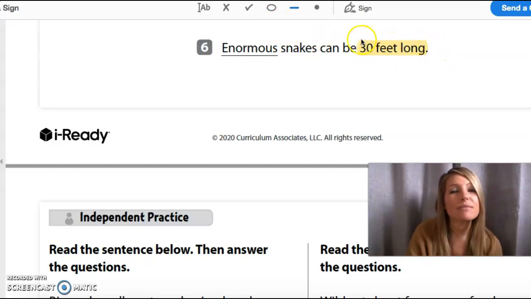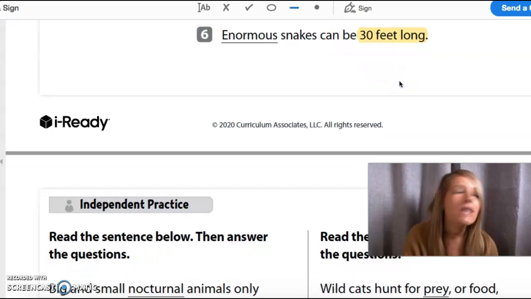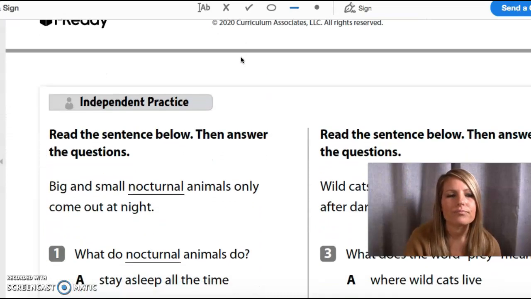And the clue that helped me figure that out, what am I circling? 30 feet long. I know 30 feet long is pretty big, so I bet enormous snake means a big snake.